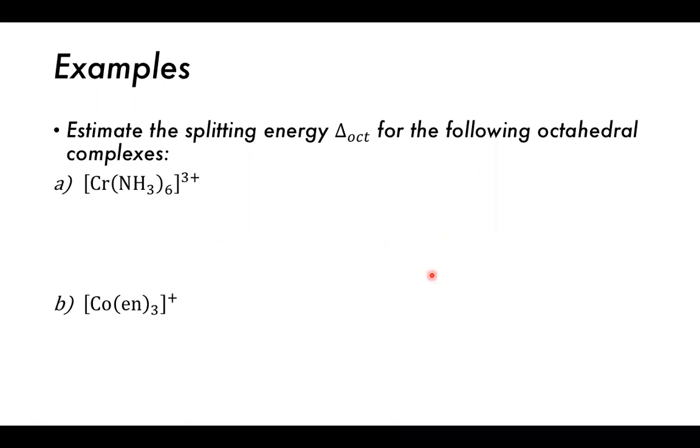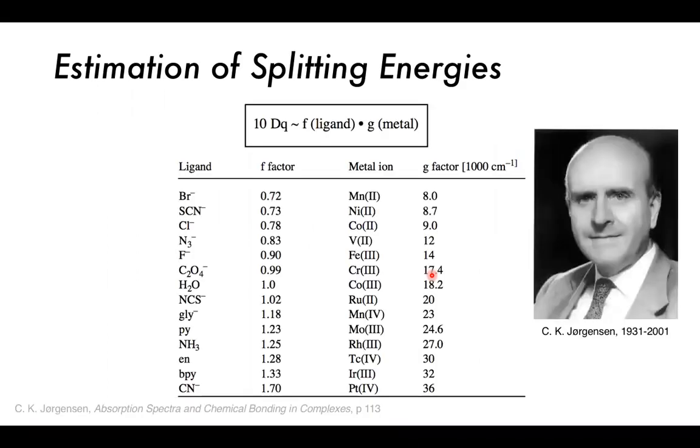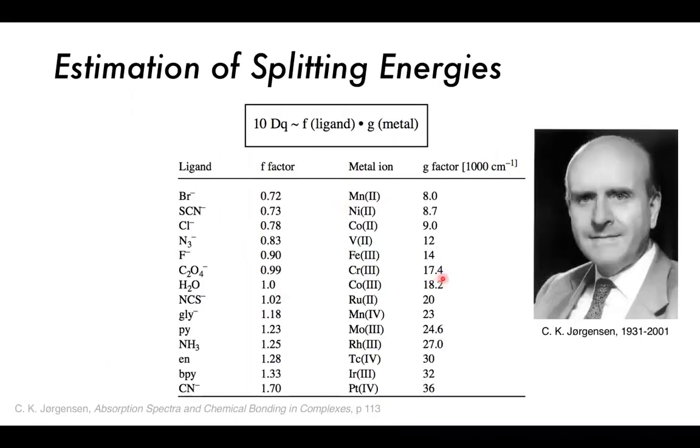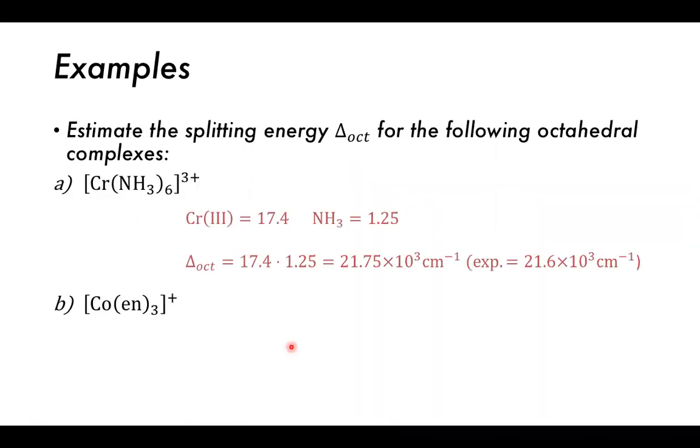for the following octahedral complexes: a chromium ammonia complex. So for chromium, if we look back at our table, chromium(III) has a g factor of 17.4, and then ammonia has an f factor of 1.25. We fill it in, and 17.4 times 1.25 gives us a Δo splitting estimation of 21.75 times 10 to the 3, or 21,750 wavenumbers, which is remarkably close to the experimental value.